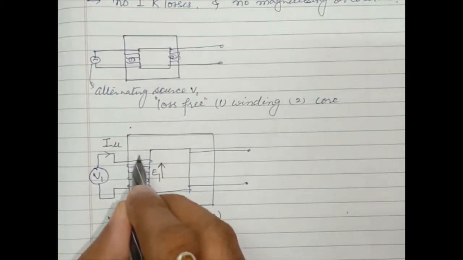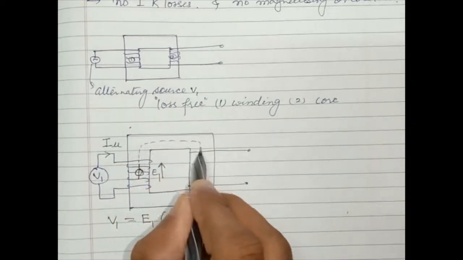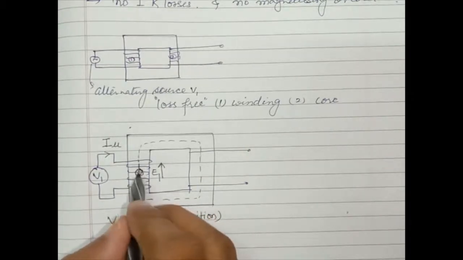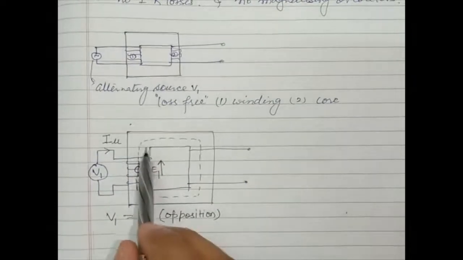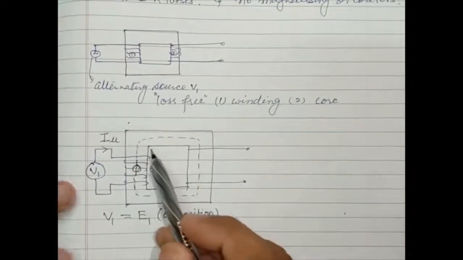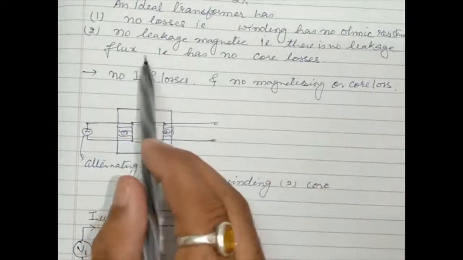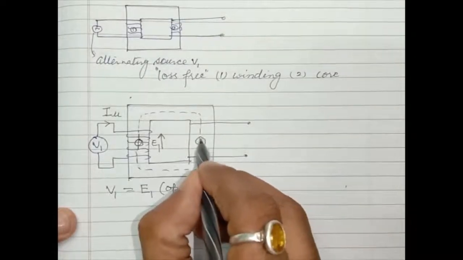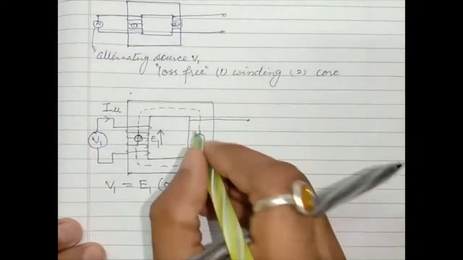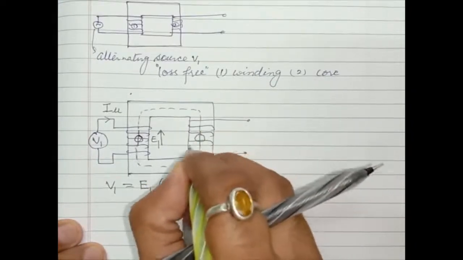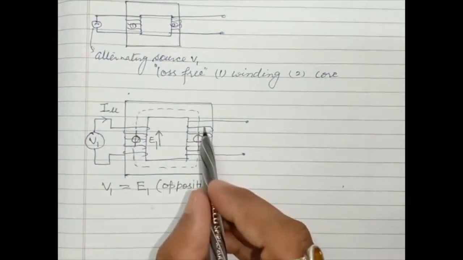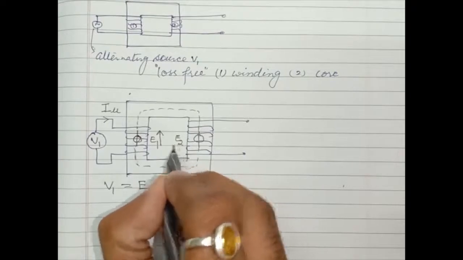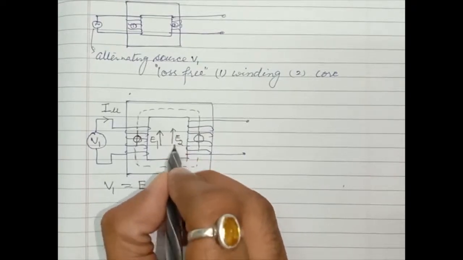Now what will happen? This flux will flow through the core and link with the secondary winding. Here we are not considering any leakage flux, because we have assumed there is no leakage flux, and no core losses. The whole flux is linked with the winding. The nature of the flux keeps changing, and the conductors, that is the windings, are stationary. So there is a mutual induced EMF, which is given as E2.